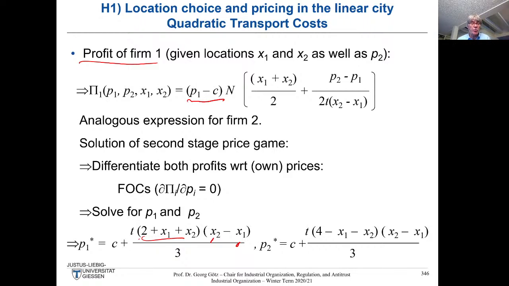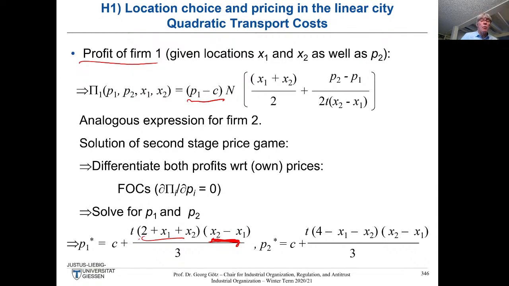Here with this quadratic transport cost, all the arguments I showed you above apply again. The price is equal to marginal cost if transport costs are 0, and with increasing transport cost, the markup increases. Now, what is also an interesting thing is that we allow for different locations.